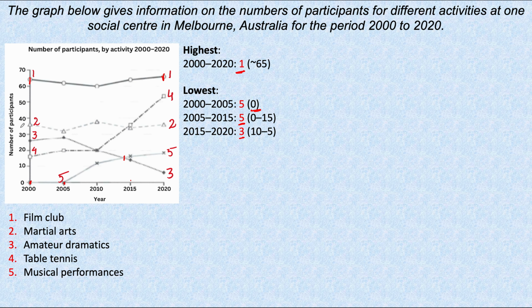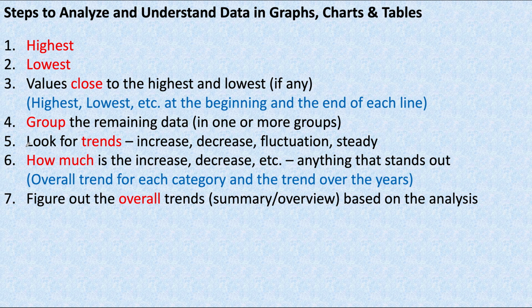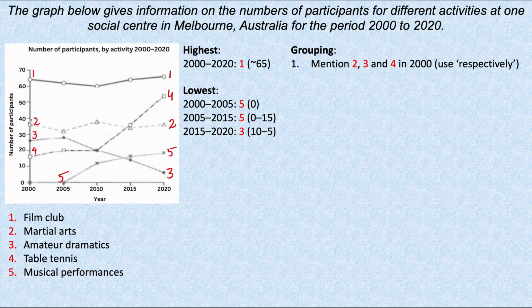because almost all the lines are kind of close to each other except for the highest one. So we skip to the next step, which is to group the remaining data. One way to group the data is that we mention a range. That is, we can say something like these three activities had participants ranging from 10 to 40. Instead, what I'll do is I'll mention the beginning numbers of each of these categories together using the word respectively.